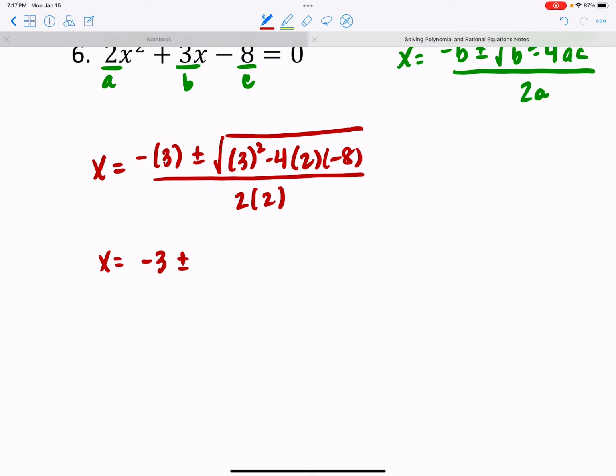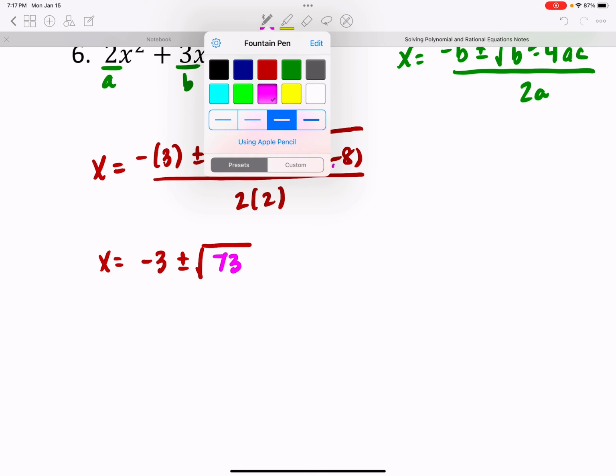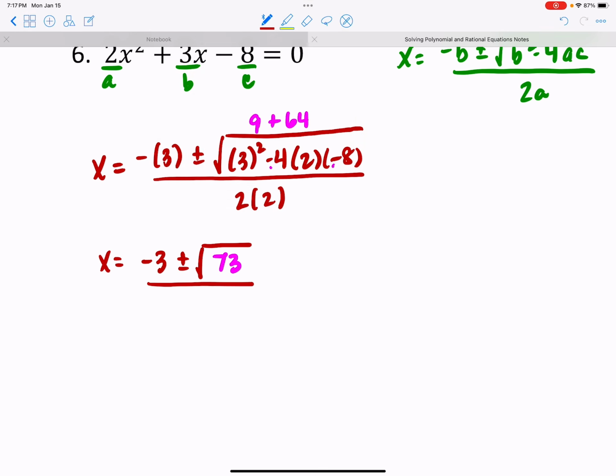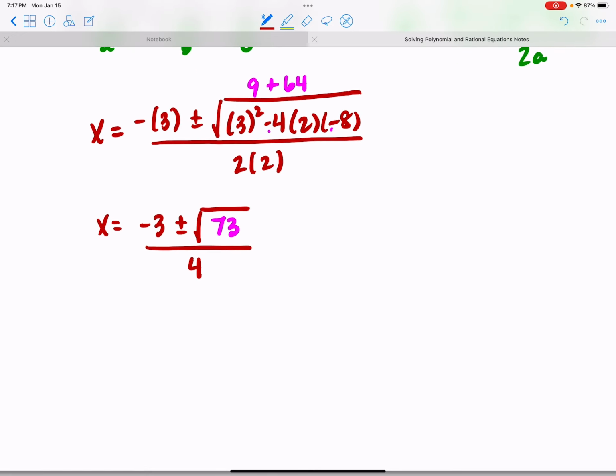So it's a negative 3 plus or minus the square root of, let me try to get one number under the radical here. That 3 squared is going to be 9, and I've got two negatives here, so my product will be positive. 4 times 2 is 8, and 8 times 8 is going to be 64, and 9 plus 64 is going to give me 73 under my radical. And then on the bottom of the fraction, 2 times 2 is going to make 4. Now, I think that's as far as we're going to be able to go on this one, because 73 is not a number we're going to be able to break down. And so this is what our two solutions will look like here.